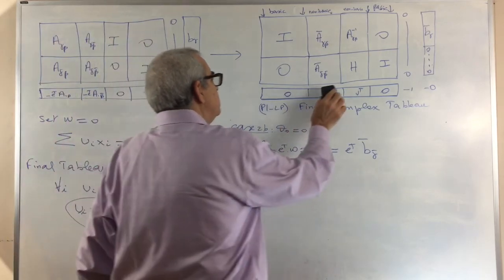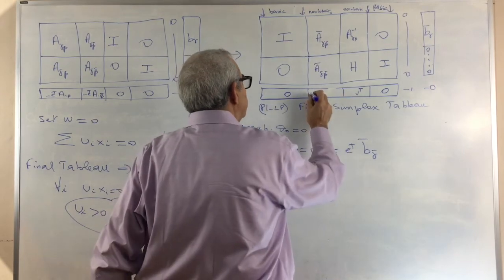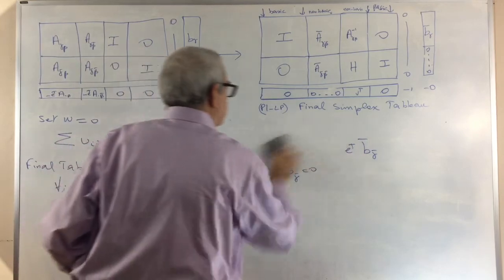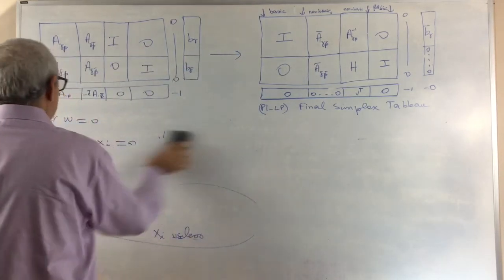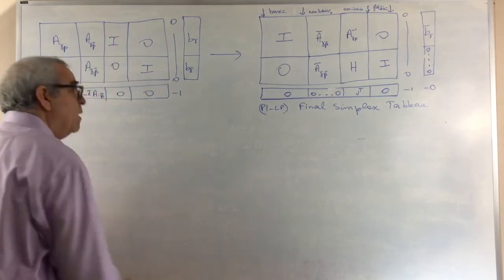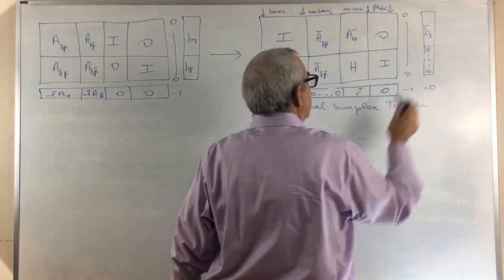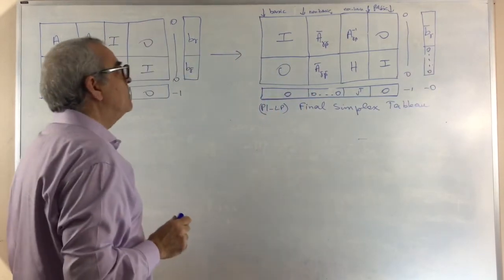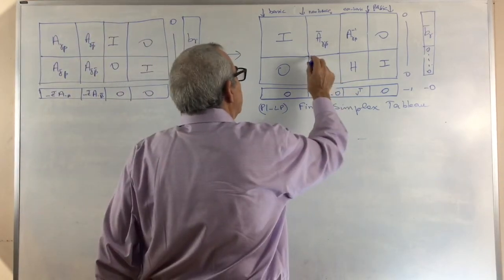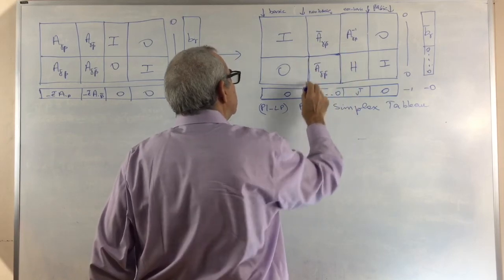So here now, I have a bunch of zeros. We have zeros here, and zeros over here. Now we're going to look at this rectangle right here.